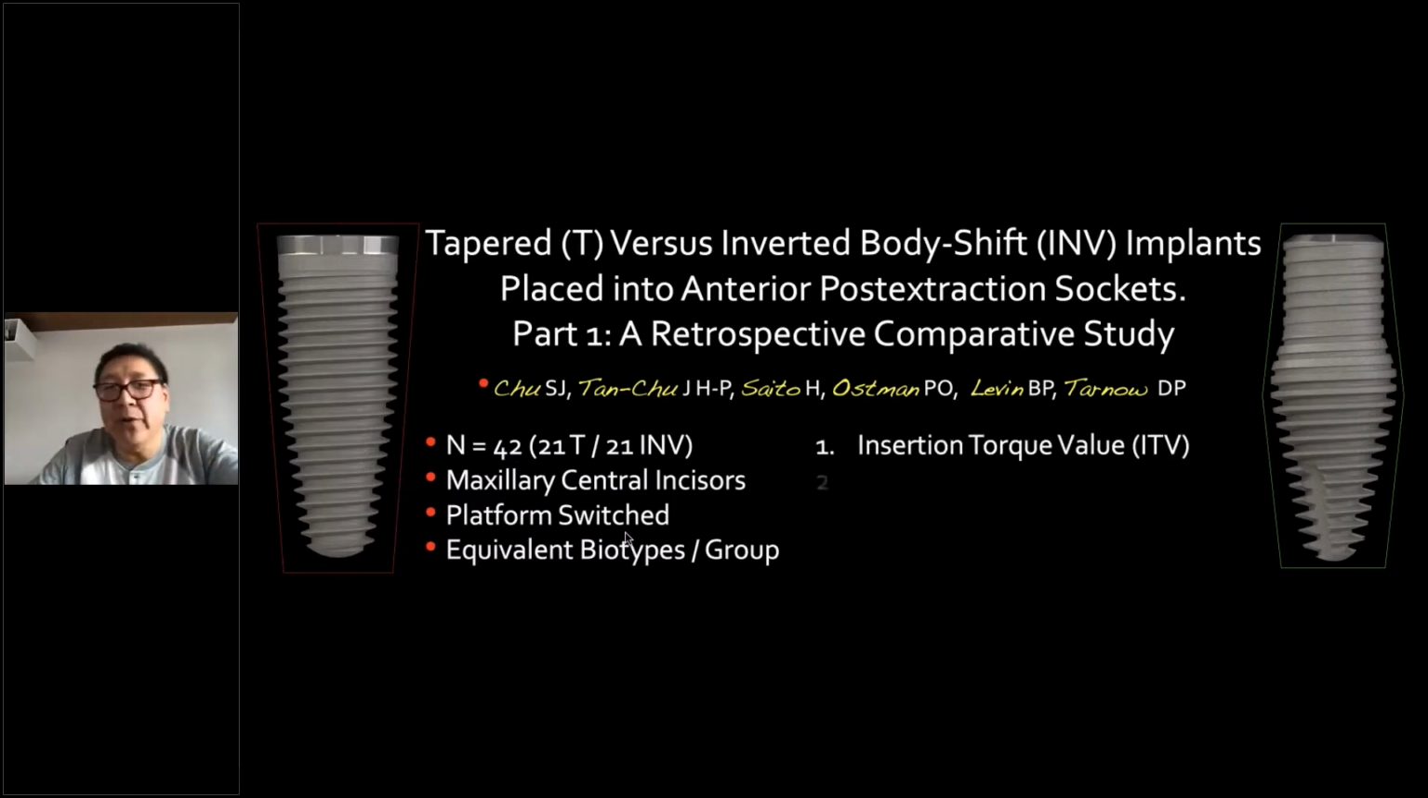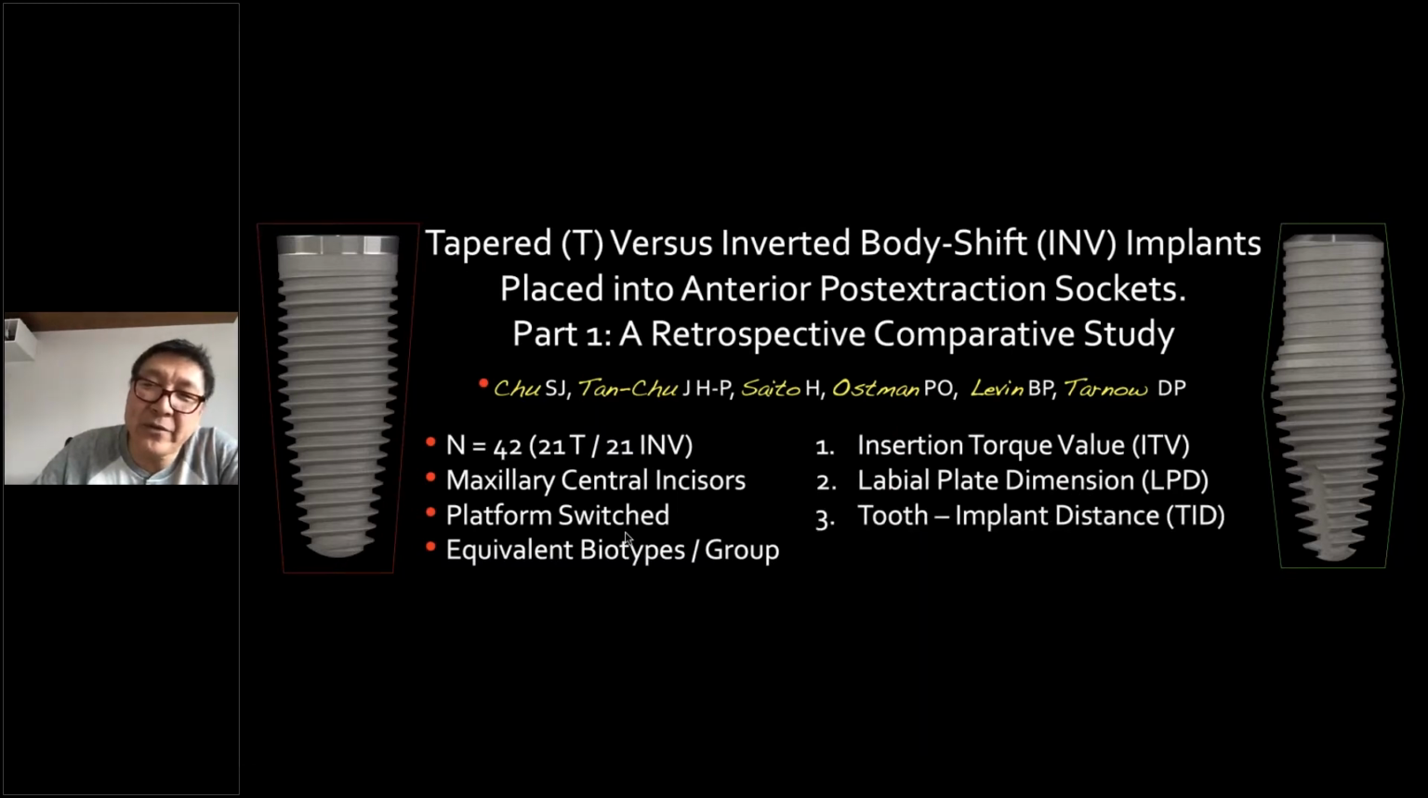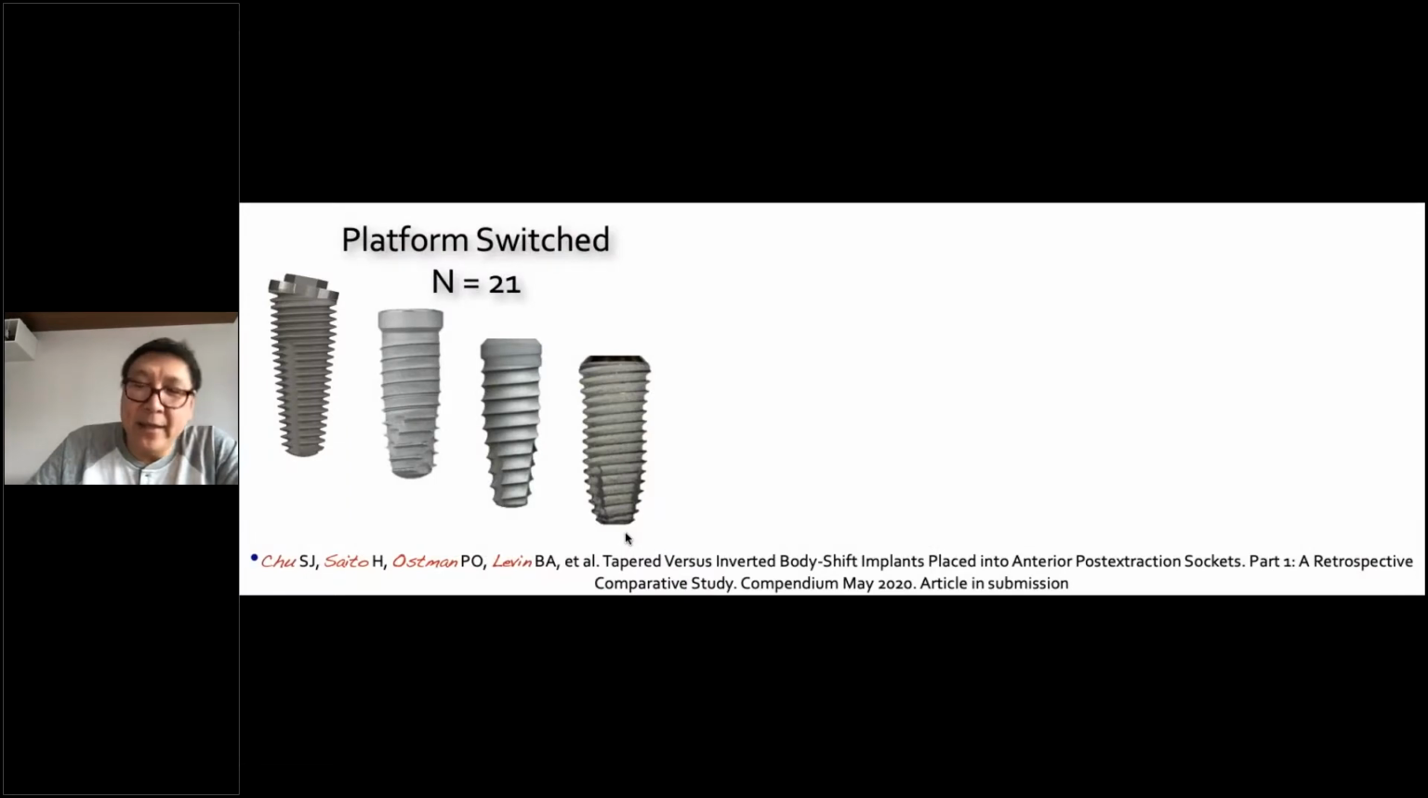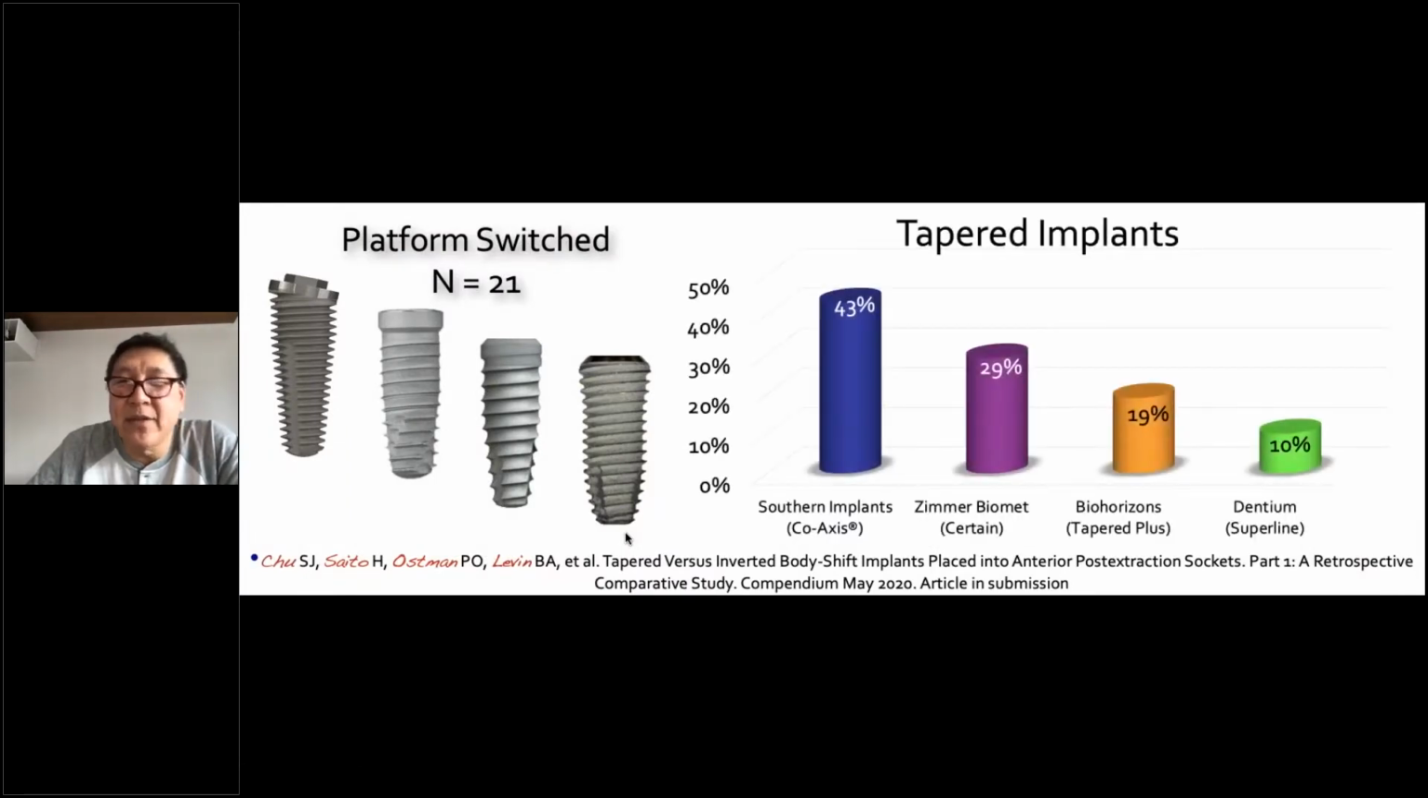And we looked at insertion torque, labial bone plate dimension, tooth to implant distance, as you know, and pink aesthetic score. And could we correlate the radiographic outcomes with our clinical outcomes, meaning pink aesthetic score, collapse of the ridge, tissue discoloration, gingival recession? Again, this is the tapered implants that we looked at, conventional ones, and this is the distribution of those 21 implants. So you could see the distribution of, say, Southern Implants, Zimmer Biomet, BioHorizons, and Dentium implants.